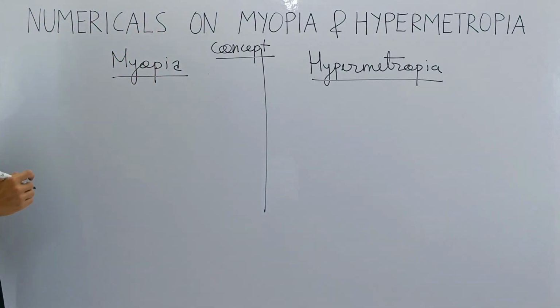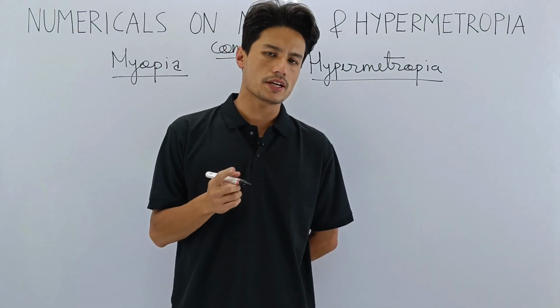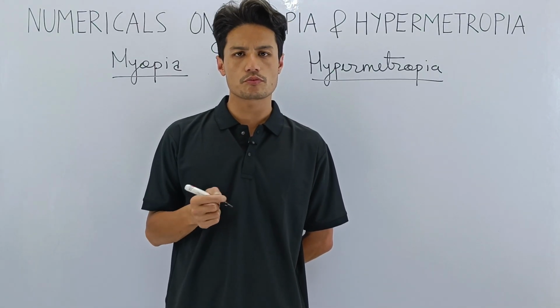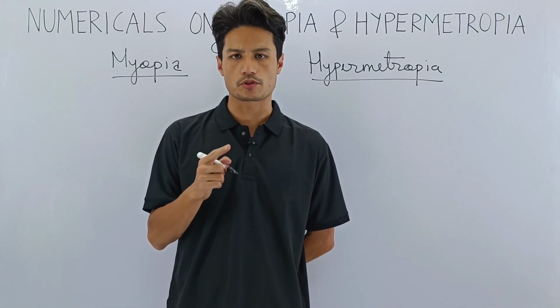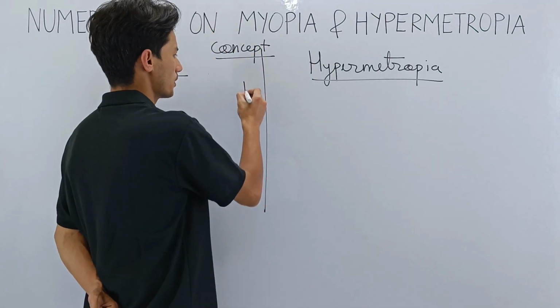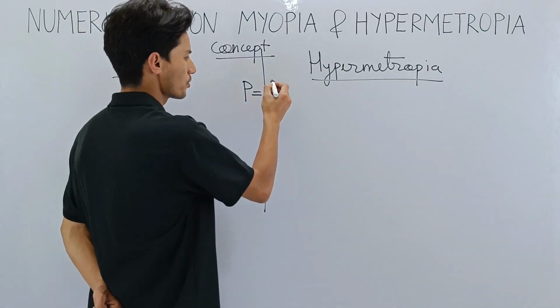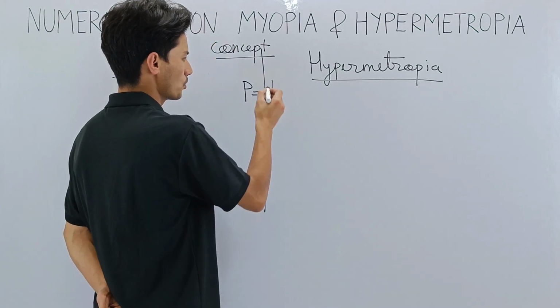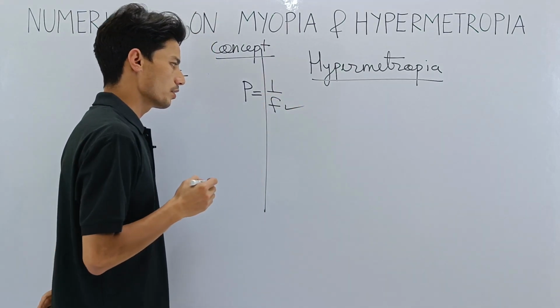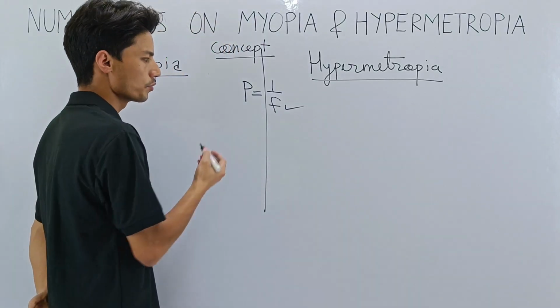If we go through the questions on myopia and hypermetropia, mostly they are asking us to find power. Now we know the formula of power: power is the reciprocal of focal length. So in order to find power, we need the focal length. Now, from where do we get the focal length?